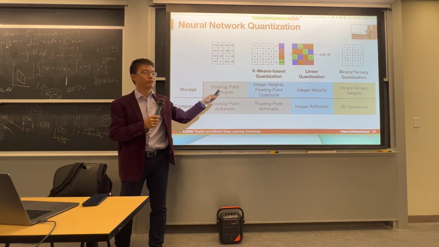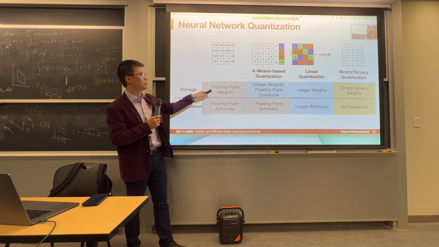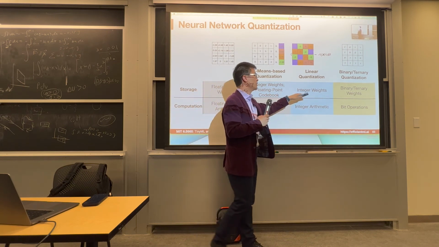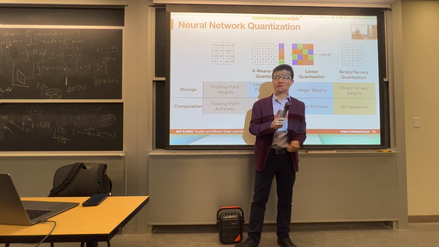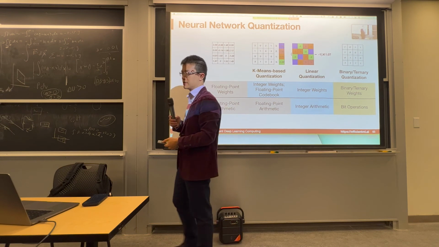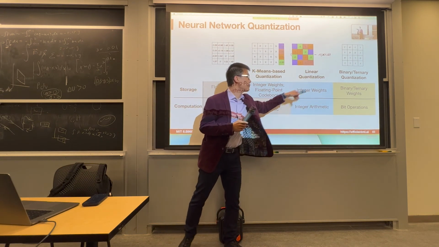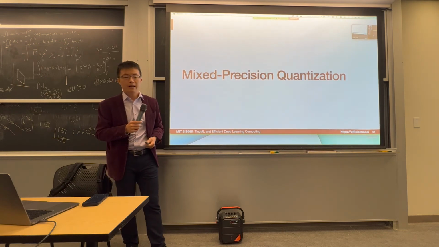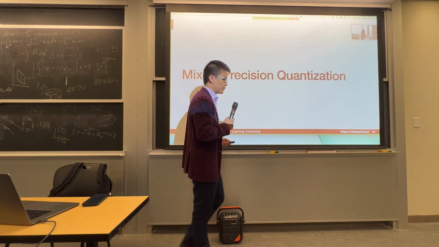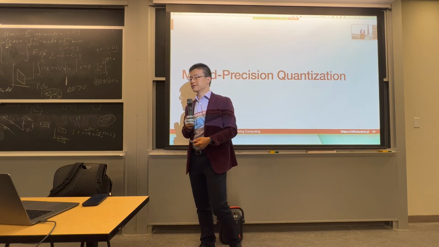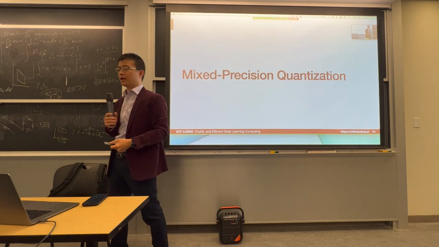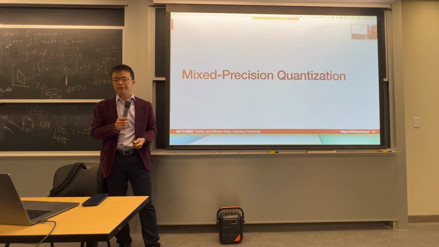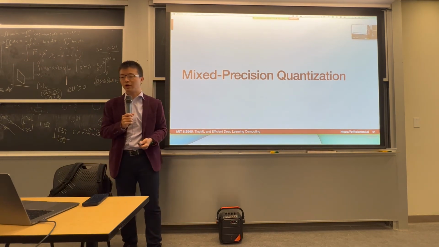So now we have a whole family, from floating point to integer index, floating point codebook, fully integer weight, to binary and ternary weights. Nowadays, probably the most popular still is linear quantization. And lastly, several hardware like NVIDIA GPUs nowadays support different precisions: 16-bit, 8-bit, 4-bit, etc. So mixed precision quantization is becoming quite popular.